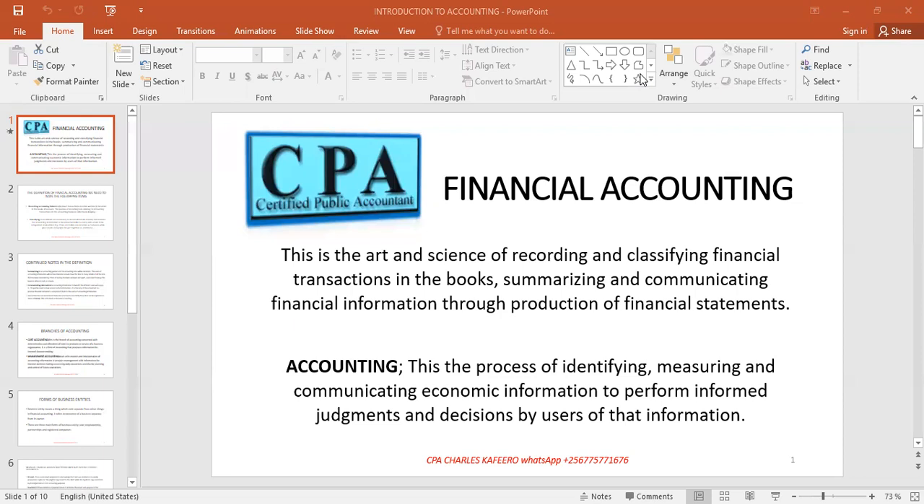Having summarized the information, then you communicate the information. When you're communicating the information, the users just expect to know the worth of a company. Is the company able to pay the employees? Depending on the information, on the users who need that accounting information, we communicate to them through the preparation of financial statements.